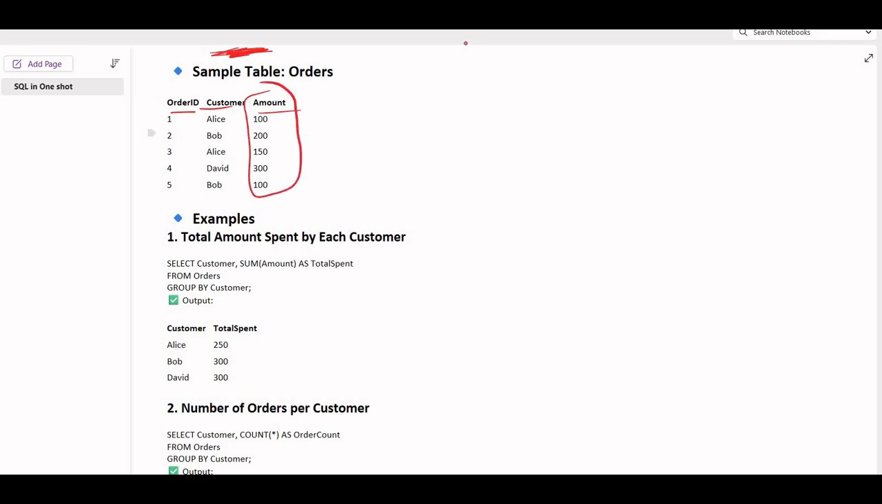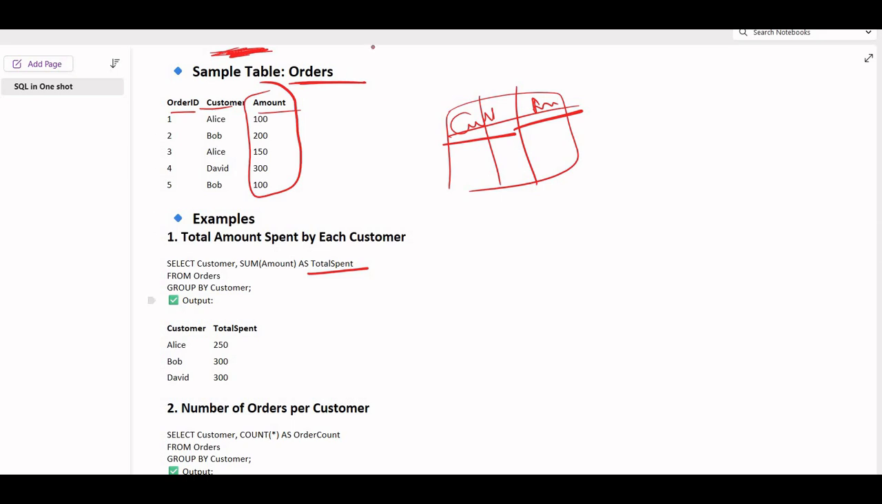Each customer. The table name is already clear from the question. Which columns do you have to display in the output? One is customer, another is the amount, the sum. Two columns you have to display. Select customer, sum of amount as total spent, where as is nothing but an alias name, from the table orders.